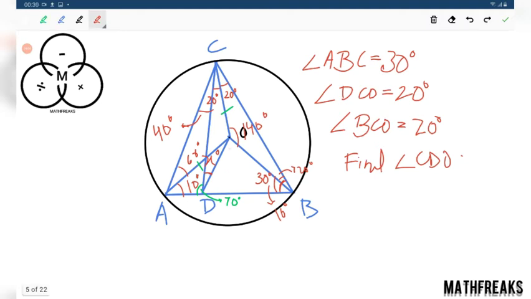This is 70 degrees by applying the exterior angle property of a triangle, not the angle sum property. If we apply the exterior angle property, this is 40 degrees, this is 30 degrees, 40 plus 30 is 70. That's why this angle is 70 degrees. This is 70 degrees, which means that AC equals CD, because of the 70 degrees.